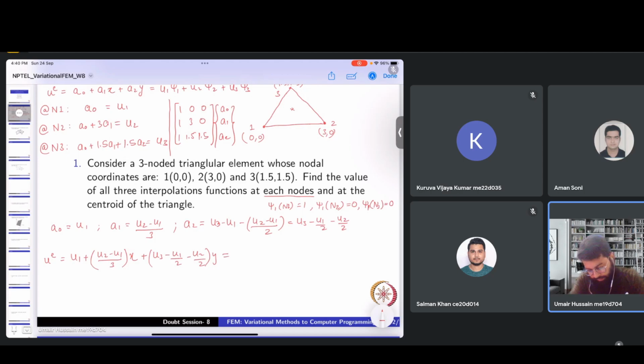So arranging the coefficient of u1 first, 1 minus x by 3 minus y by 2.